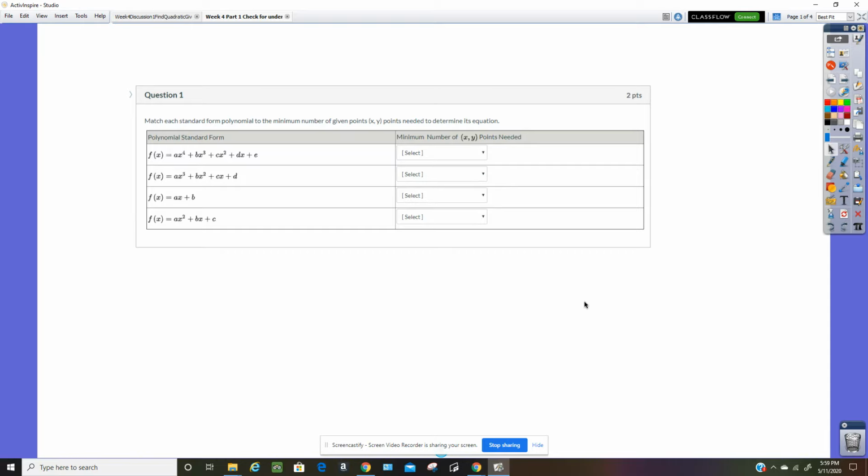So here's question 1. It says match each standard form polynomial to the minimum number of given points needed to determine its equation. What you have to look at here is the degree. So the degree of this equation is 4.